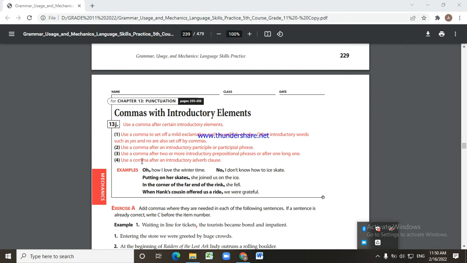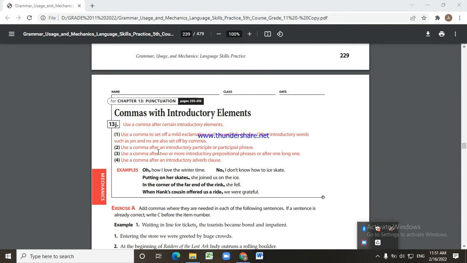Number two, let's see an example about the first rule. Oh, how I love the winter time. After oh, we should put a comma as well. Oh, why? Yes or no. No, I don't know how to ice skate.